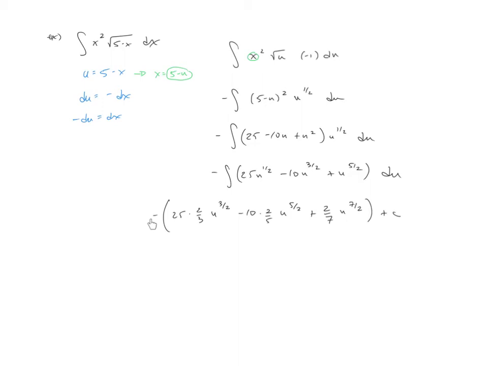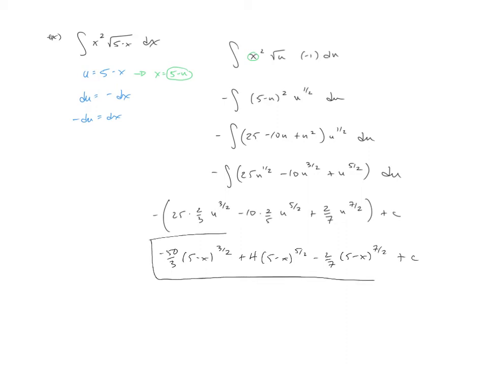And I will also distribute the negative just to be thorough. So our final answer here looks to be a negative 50 over 3 times (5 minus x) to the 3/2 plus 4 times (5 minus x) to the 5/2 minus 2/7 (5 minus x) to the 7/2 plus c. This is one where you could still take that derivative to check. You would have a bit of work to do in simplifying to make it look like this, but it all should still work out at the end.